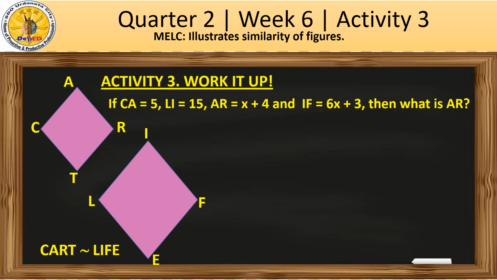Here is a sample problem for activity 3, work it up. Okay, we have the given figures CART and LIFE are similar quadrilaterals, and the measure of CA is 5, LI is 15, AR is x plus 4, and IF is 6x plus 3. Then what is the measure of segment AR? Alright, now to solve this, first you need to again inspect the sides which are corresponding to each other, and then base your proportion from that.